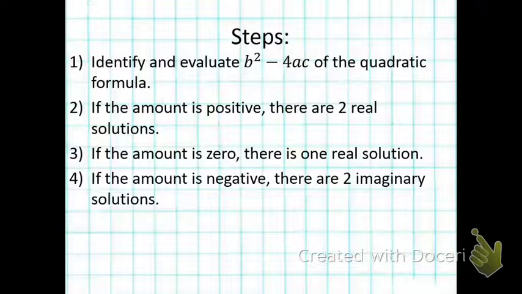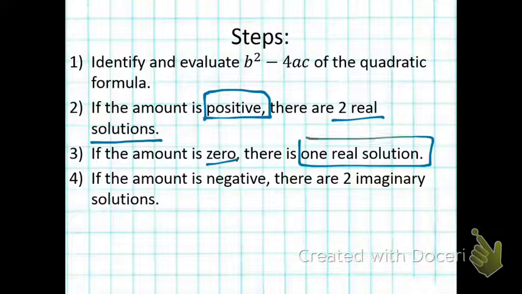Pause the video now. A couple big things to notice is that once you calculate the discriminant, if the amount is positive, then there are two real solutions. If the amount is 0, then there is only one real solution, and if the amount is negative, then there are two imaginary solutions. Okay.